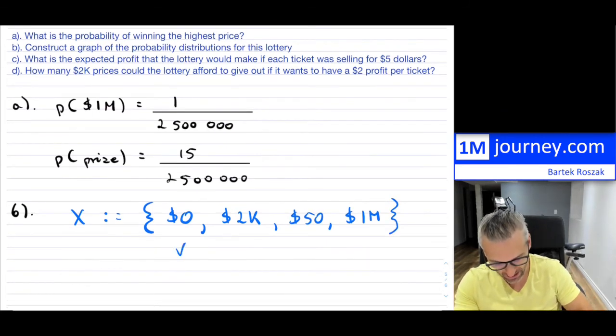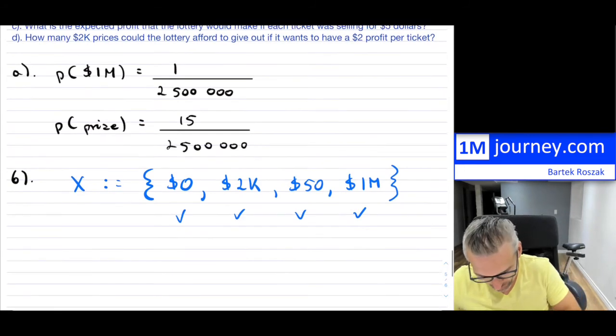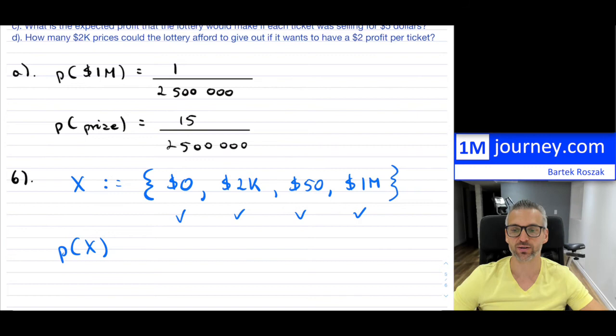So this is a discrete random variable. At random, we can choose people, and most of them will not get anything, but there's going to be some that are going to be winning a prize. And now what we want is to find our probability distribution. So what is the probability of getting no money, getting $2,000, $50,000, or 1 million?